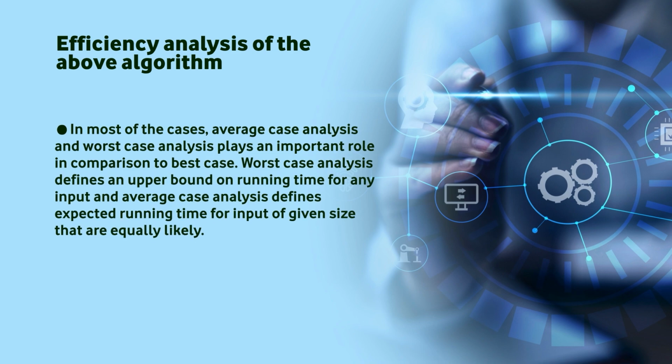So, overall we have analyzed the best case, worst case and average case. In most cases, average case analysis and worst case analysis play an important role in comparison to the best case. Worst case analysis defines an upper bound, that is big O, on running time for any input size. And the average case analysis defines expected running time, because all elements are equally likely to be present in the list for an input of given size.